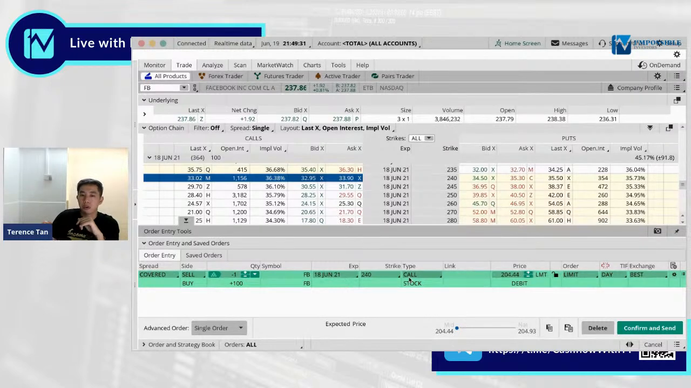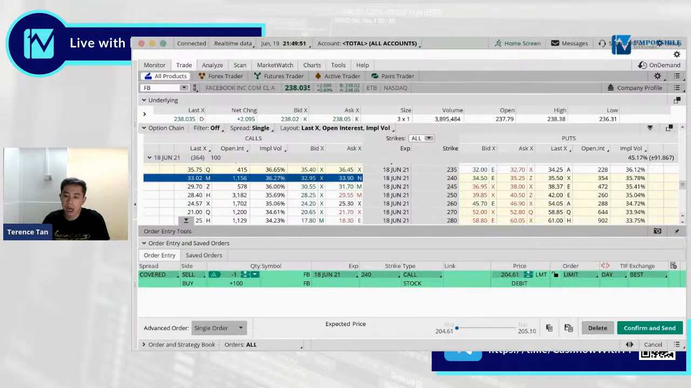Now, if you want to do the collar, Javon, what I suggest is you first place the order for a covered call, and then after that, go ahead and buy the put spread. That means finish up this order, then after that, go and buy the put spread.